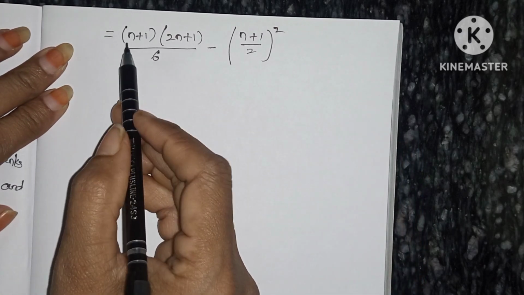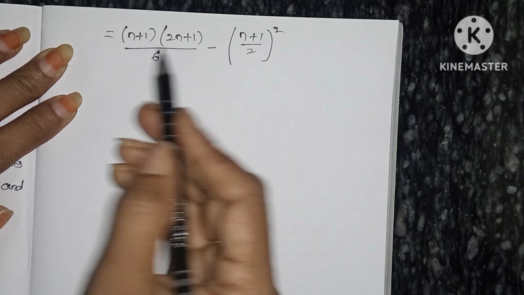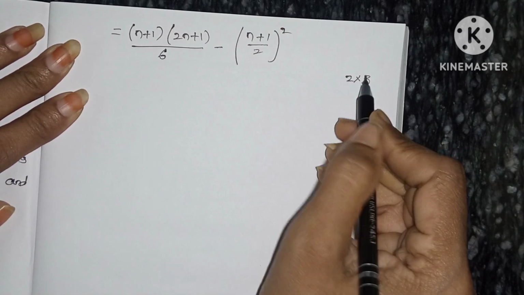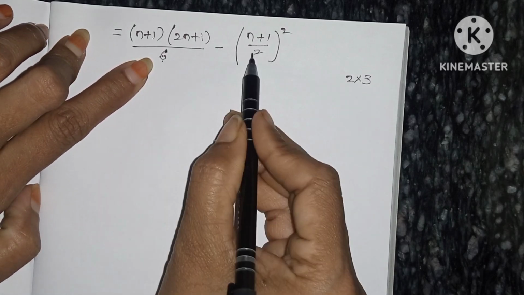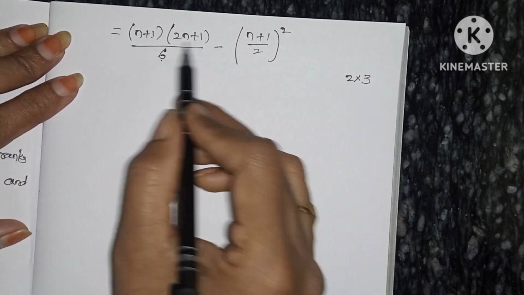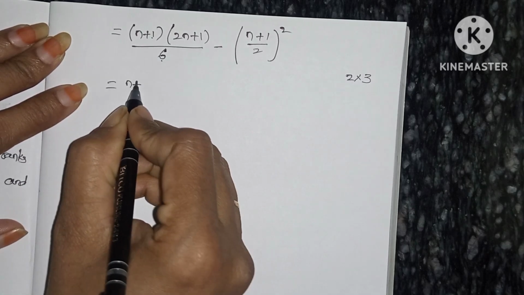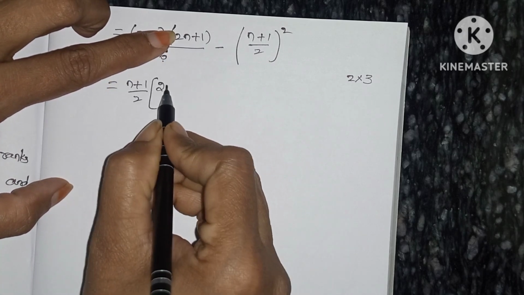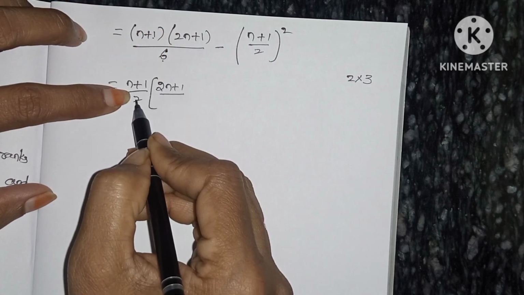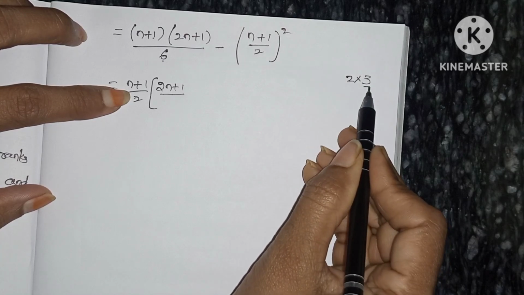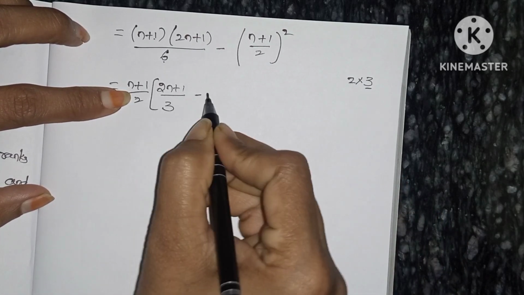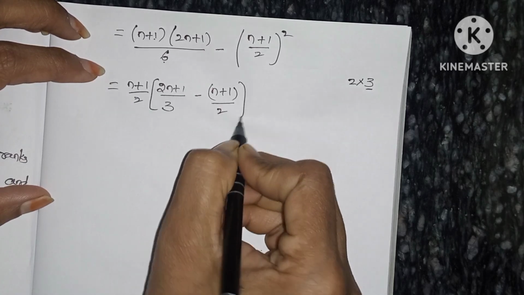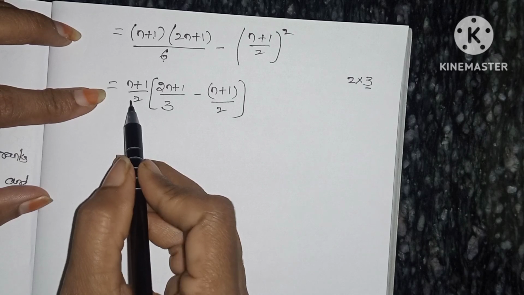In both the terms, we can write this 6 in the form of 2 into 3. Here we have n plus 1 by 2, and here also we have n plus 1 by 2, so in both terms we take n plus 1 by 2 common. Now we have n plus 1 by 2 taken common, and the left value is 2n plus 1 by 3 minus n plus 1 by 2, because one value we have taken common.